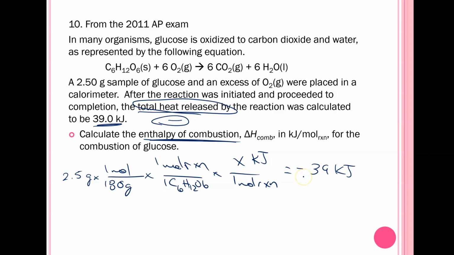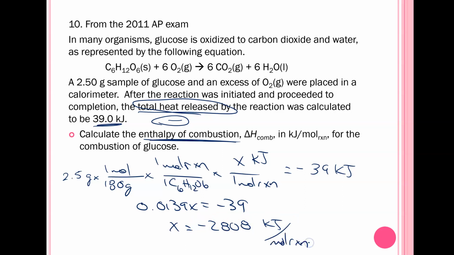You have to remember to do that because the delta H here has to be negative because the process releases energy. So when you do the algebra, you end up with 0.0139x equals negative 39. X ends up being negative 2808 kilojoules per mole of reaction. Okay, so it's similar to what we were just doing, except you're solving for an unknown here, and you have to watch the sign that you're doing.